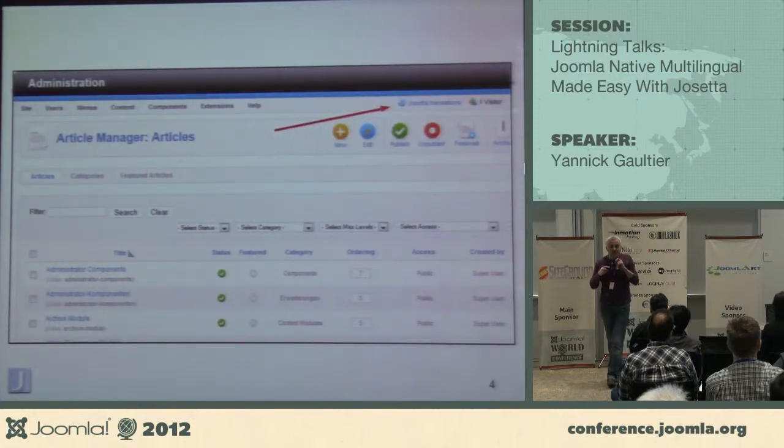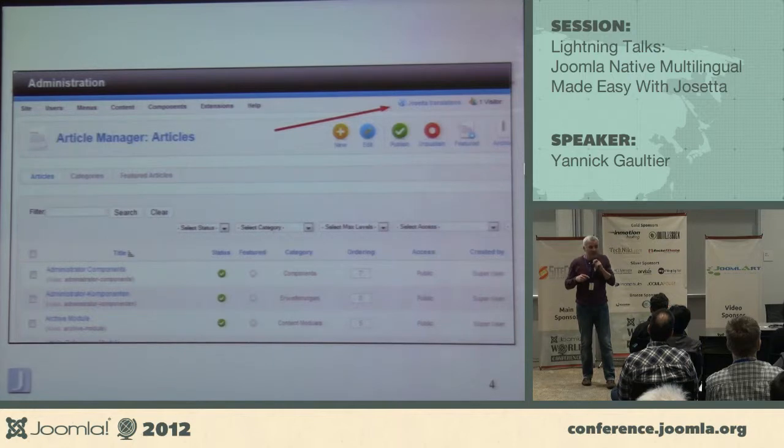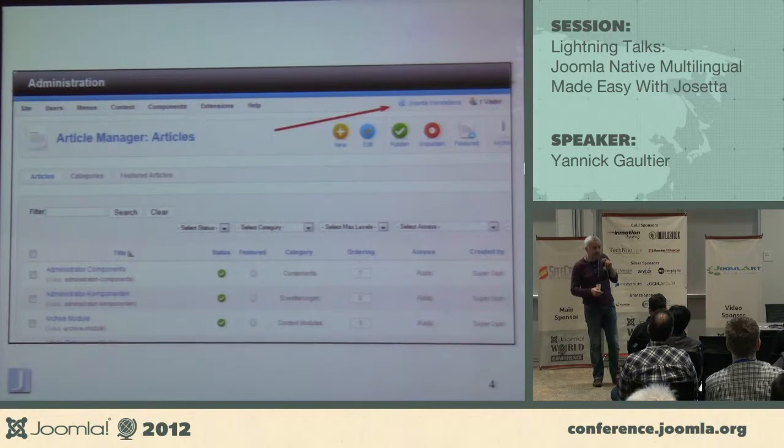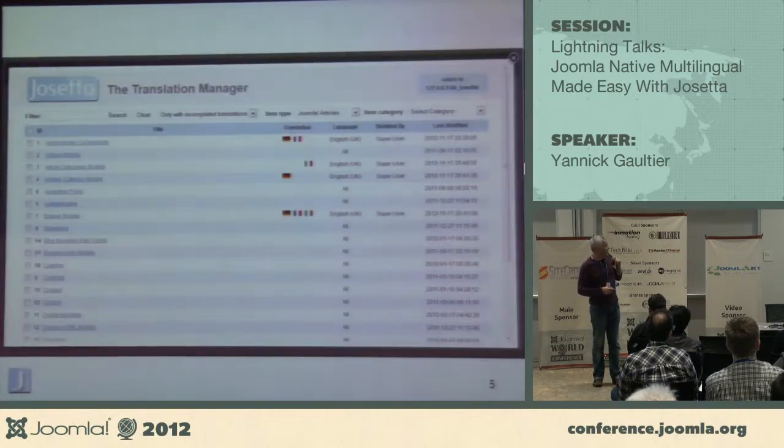Just the details on how you would access that from the backend. Anywhere from the backend, we are here on the article manager. So you might create a new article. But anywhere from the backend, you would have this small module here, Josetta translation. When you click on it from anywhere, you'll just have a pop-up that comes in and shows the translation screen. So basically from there, you can translate.